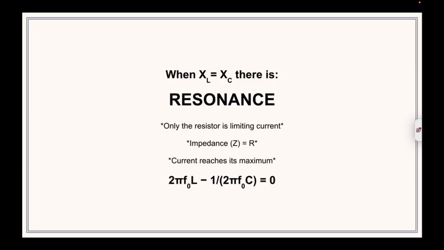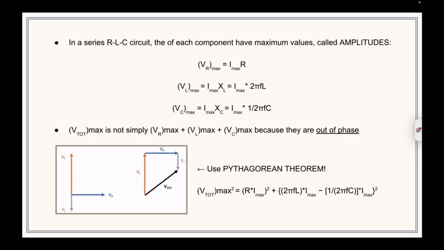Now, when the two values of XL and XC are equal, there is what is called resonance. At this point, impedance is equal to resistance and the current reaches its maximum. In a series RLC circuit, the voltages across each component have maximum values called amplitudes, which show the peaks of the sinusoidal waves for each component.